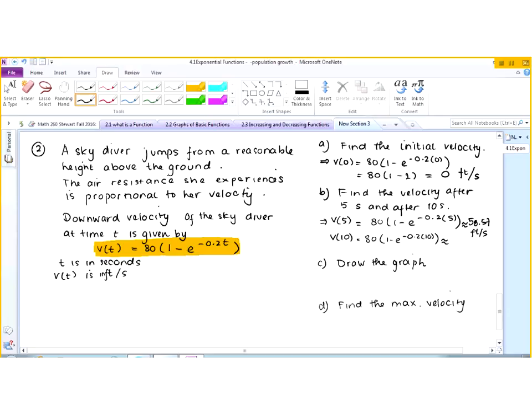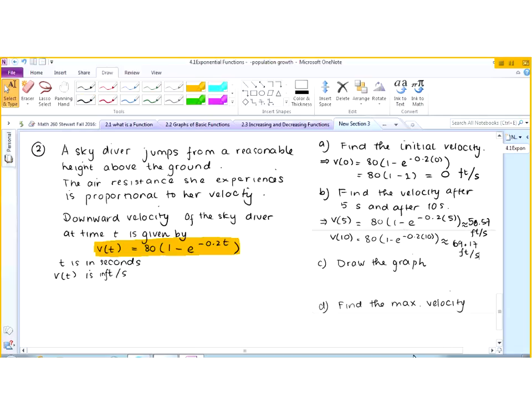And then V of 10 is 80 times, I'm almost done, 1 minus e to the negative 0.2 times 10. All right. What's the answer? Mine is, let me see, 80 times 1 minus e raised to the negative 2, not negative 0.2. Yes, 69.117 feet per second.